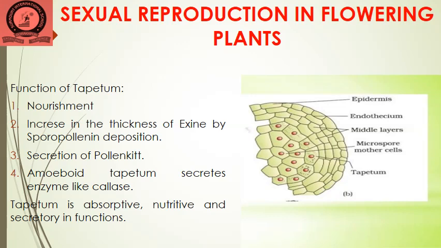As you can see here, the function of tapetum. The prime function of tapetum is to provide nourishment. Next, it helps in the formation of sporopollenin, as well as pollen kit, which is formed with the help of tapetum or after the secretion of tapetum. Amoeboid tapetum secretes enzymes like callase. So finally we can say tapetum is absorptive, nutritive and secretory in function.